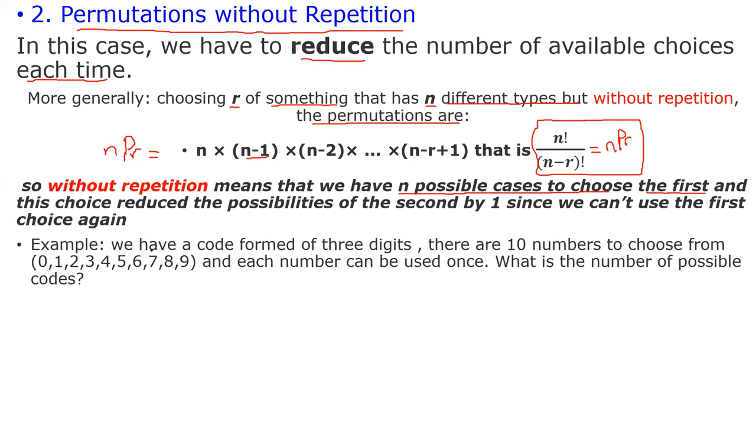Here, if we take an example, we have a code formed of three digits. There are 10 numbers to choose from, 0 till 9. And each number can be used once. What is the number of possible codes? Who can tell what is the number of possible codes?